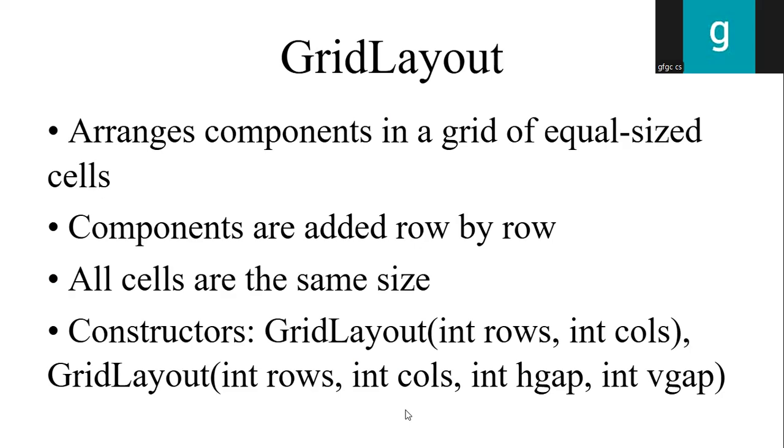Components are added row by row. All the cells are of the same size. The constructor for this is GridLayout. Here, a default constructor is not there because this is a table. I have to mention how many rows I need in that particular table, and how many columns should be there in the grid layout. Next, GridLayout with integer rows and columns, I have to mention these. And again, horizontal gap and vertical gap, that is, from top and from bottom, how much space I need to leave.